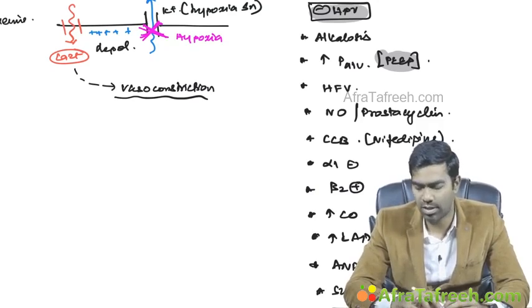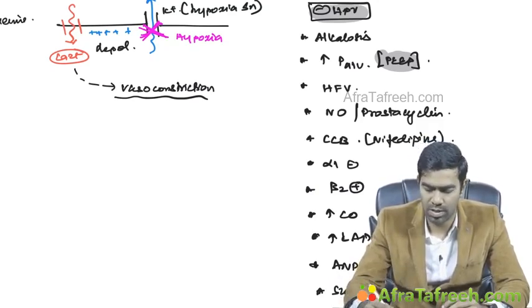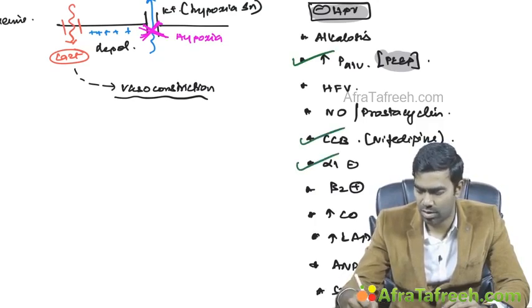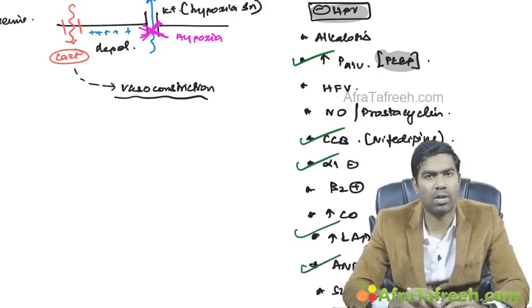Clear? Each and everything is important. In that, the most important will be the PEEP, calcium channel blockers, alpha-1 blockers, then elevated left atrial pressures, ANP. So these are the important things which have been already asked in exams.